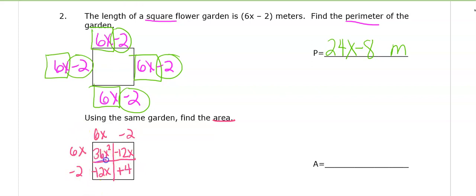You're going to combine those middle like terms right there. If I owe one person $12 and I owe someone else $12, I owe $24. It gets to be a bigger number. So your answer would be 36x squared minus 24x plus 4, and that is meters squared, or square meters, however you prefer saying it, because it's an area, it's a squared unit.